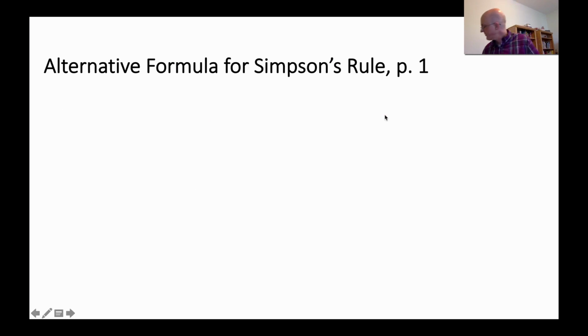All right, here's an alternative formula for Simpson's rule that my students should know and other students may want to know. And this gets at the way that I first learned it way back when.